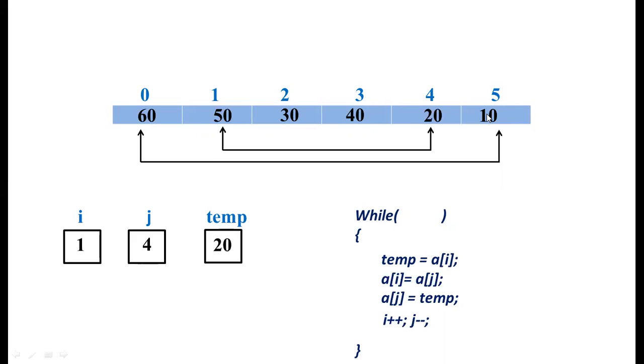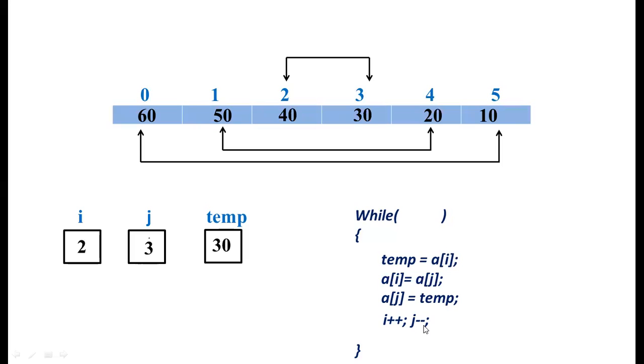Again, based on the condition, it will come into this loop. So temp will become a of i. So a of i, which is 20, will be placed here, and the similar case. So the element 20 is stored here and the 50 is stored into this index. Then again i plus plus and j minus minus. So now my i value will become 2 and j value will become 3. So the third element and the fourth element will get swapped.